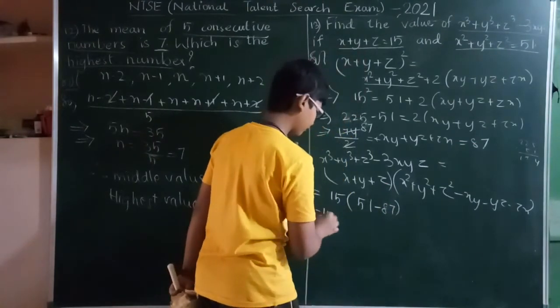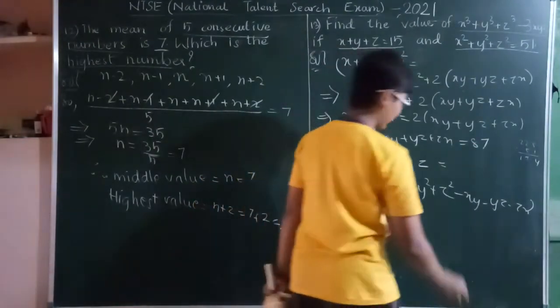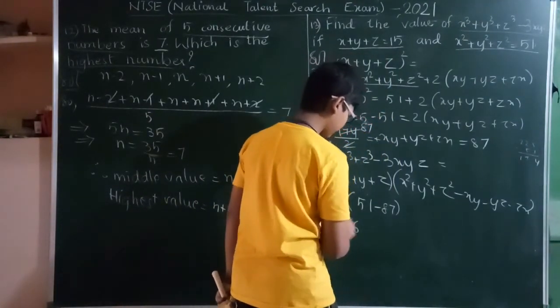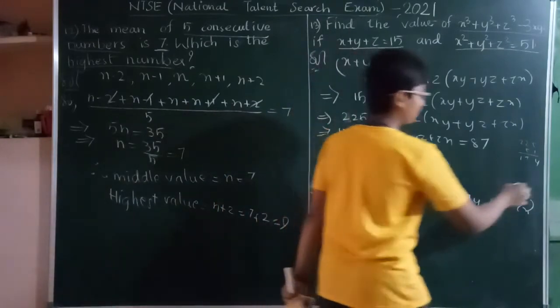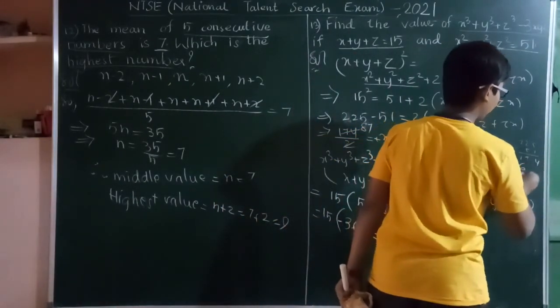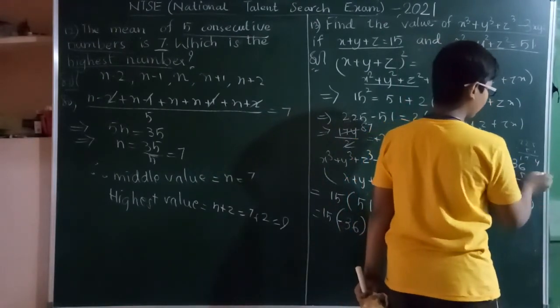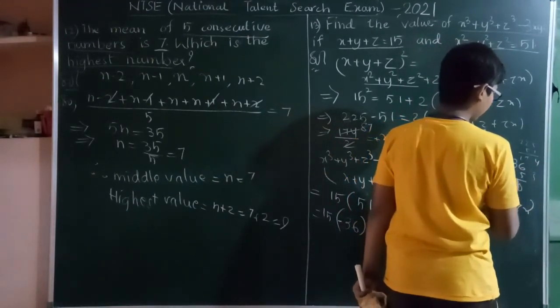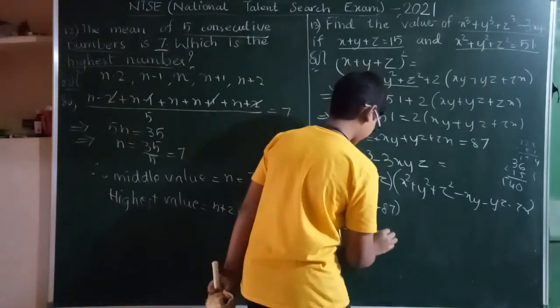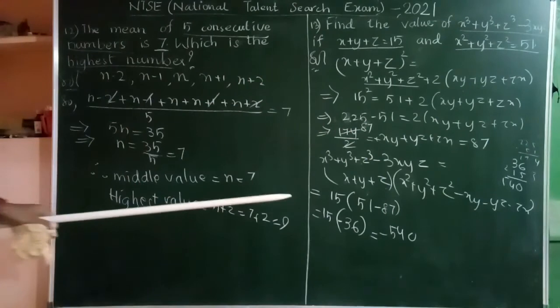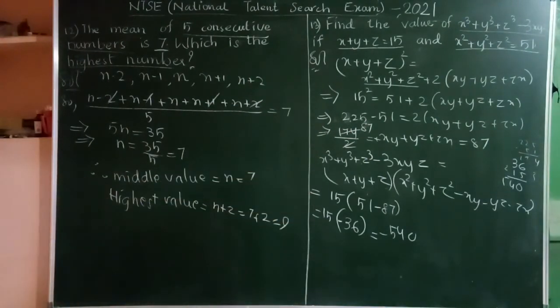So 15 of 51 minus 87, which is minus 36. 36 into 15 is 540, so it is minus 540. So the answer will be minus 540.